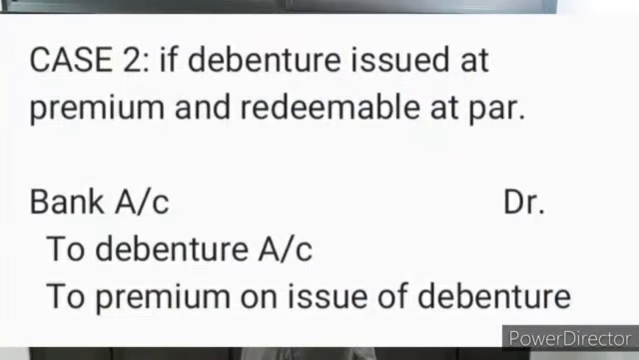Once again I am telling that the journal entry will be bank account debtor, the total amount received by the company from the public, that is 105 rupees. To debenture, the face value of debenture, that will be only rupees 100. And to premium on issue of debenture. That is the journal entry for the second case.